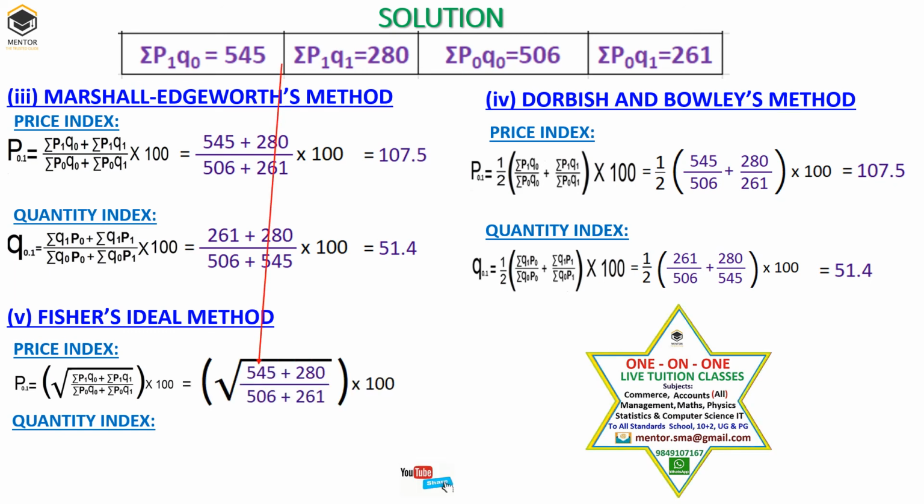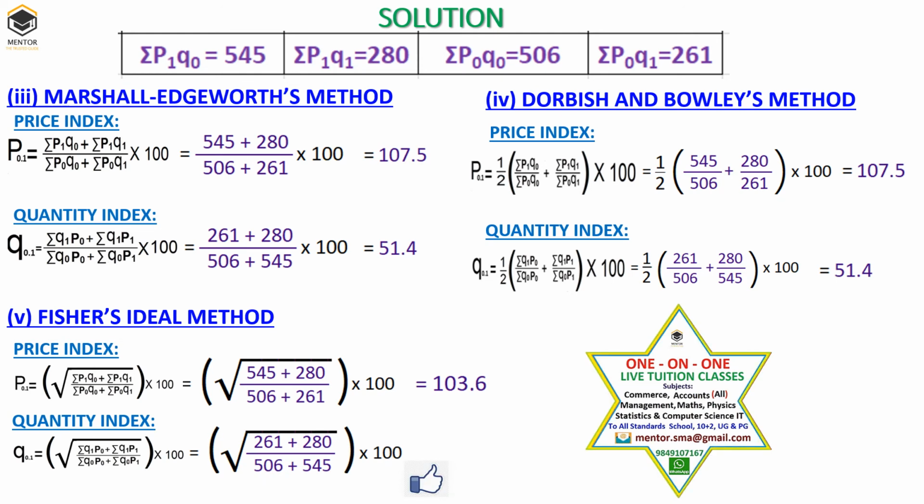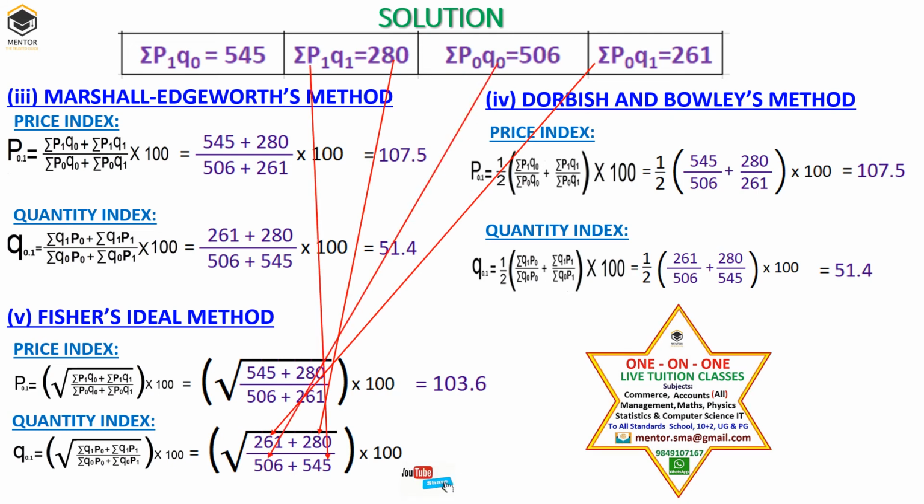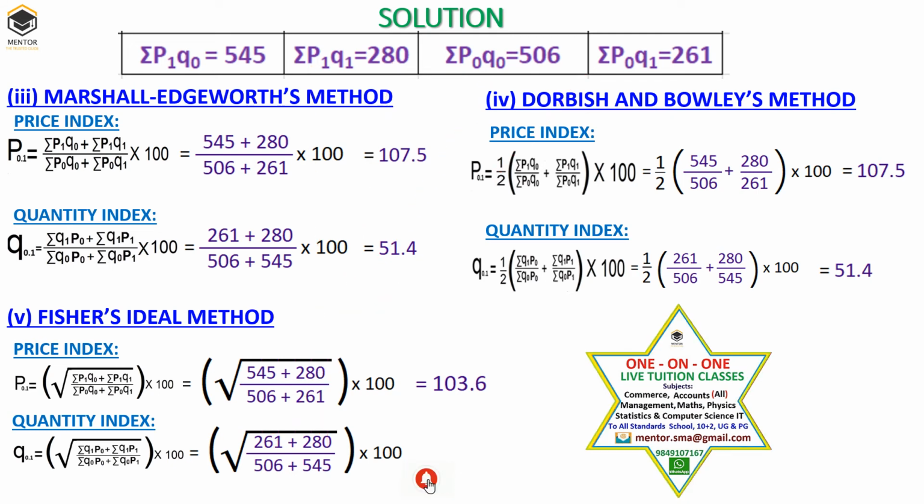So I have the values here: 545 plus 280 divided by 506 plus 261. So these are my values. I'm going to do the entire calculation. I will get a final value of 103.6. This is the price index under our Fisher's ideal method. Next, the quantity index. We have the formula. So here I'm going to substitute all the values in the formula. 261 plus 280 divided by 506 plus 545. If I do all the calculation, the final value I will get is 71.6. So these are my Marshall-Edgeworth method, Bowley's method and Fisher's ideal method.